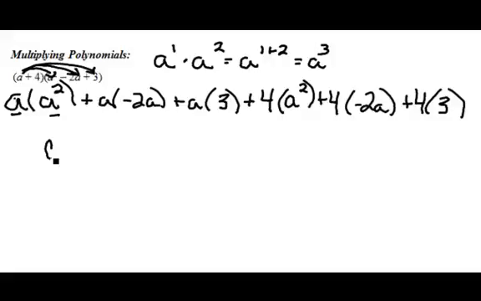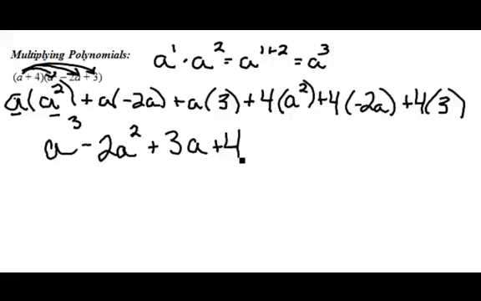Now an a times a negative 2a, I'm going to put my coefficient, negative 2, out front, and then a times a gives me a squared. A times 3 is plus 3a. 4 times a squared is plus 4a squared. 4 times negative 2a, I could take the 4 times negative 2, which gives me negative 8, and then I have my a term, and then 4 times 3 is a positive 12.